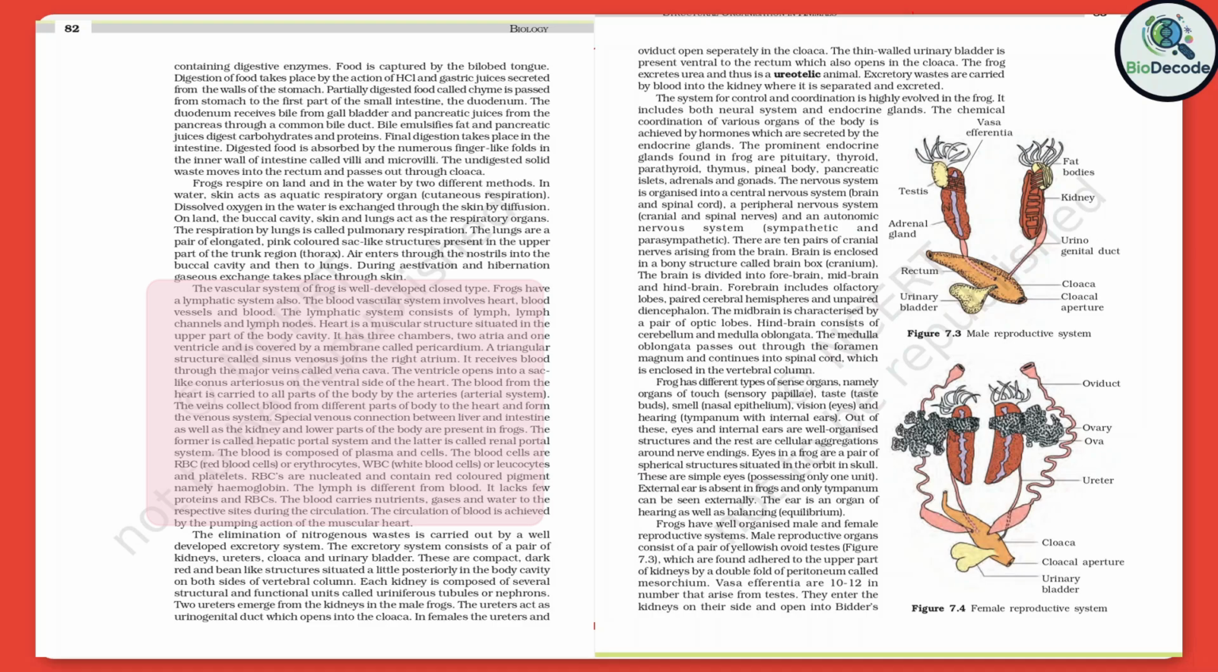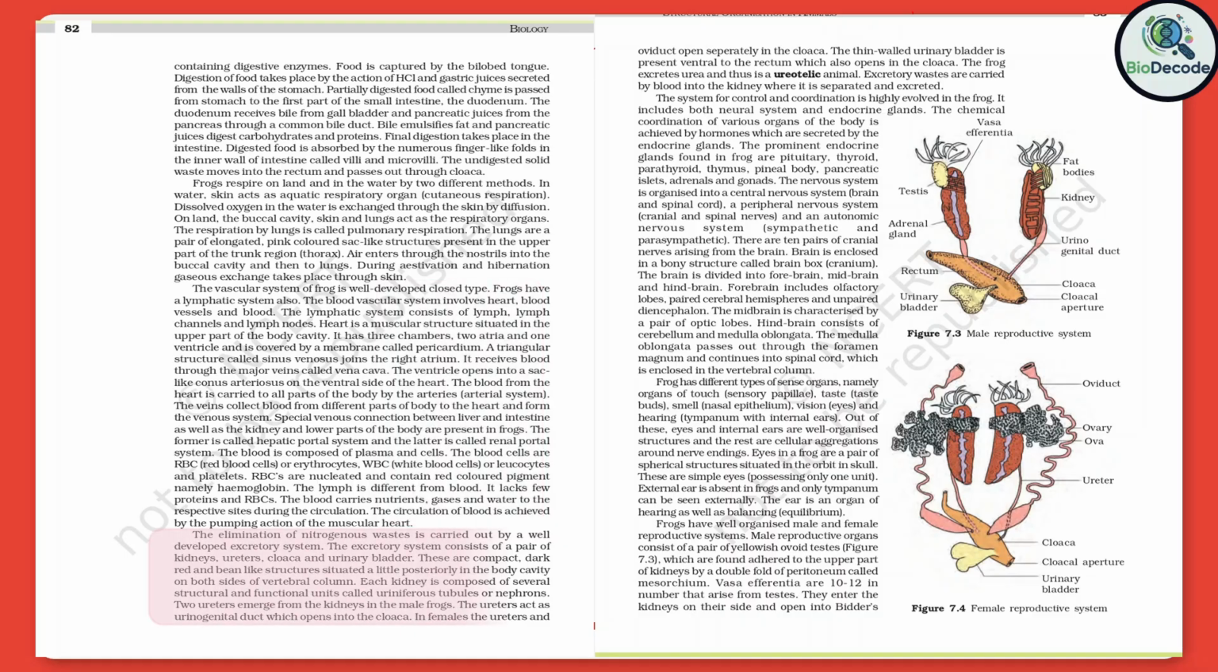The blood is composed of plasma and cells. Blood cells are RBC, red blood cells or erythrocytes, WBC, white blood cells or leukocytes, and platelets. RBCs are nucleated and contain a red-colored pigment, namely hemoglobin. The lymph is different from blood. It lacks a few proteins and RBCs. The blood carries nutrients, gases, and water to the respective sites during circulation. The circulation of blood is achieved by the pumping action of the muscular heart.